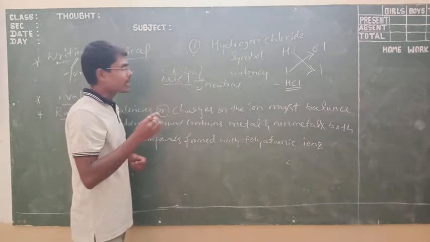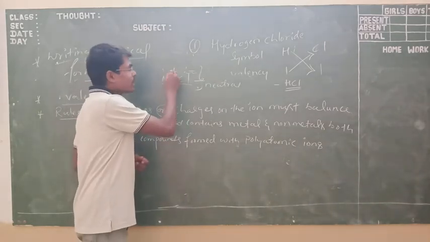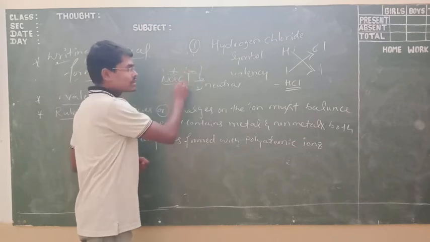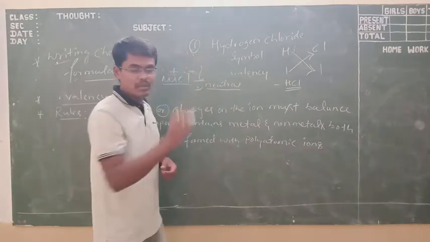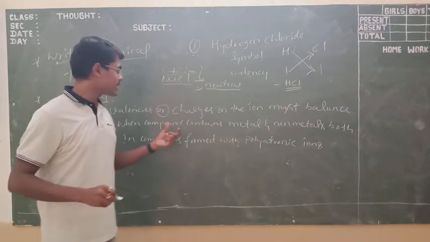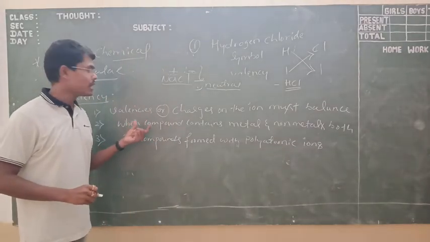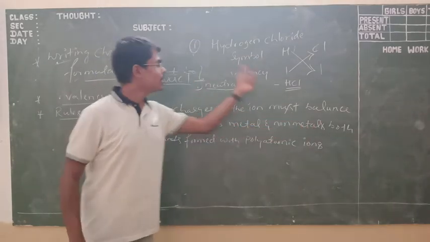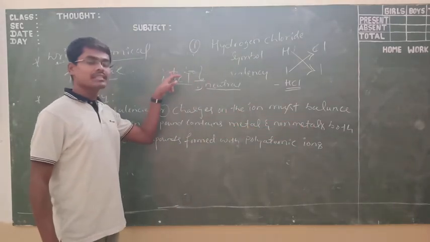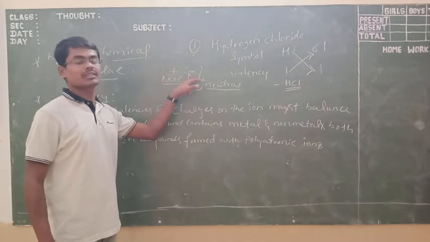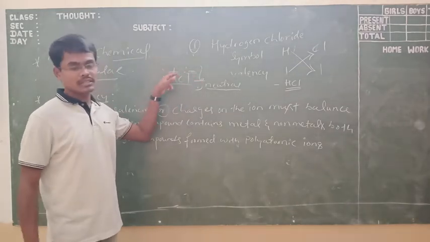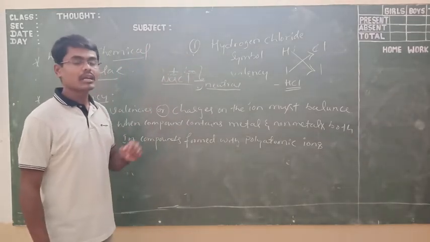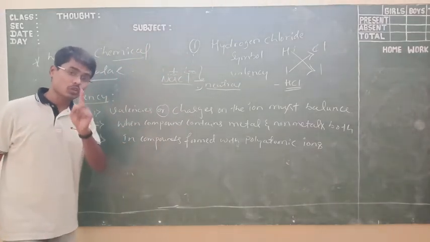Okay, I think you are getting it now. The presence of the positive ion and the presence of the negative ion results in a neutral, stable or steady compound. That is the first point: valencies or charges on the ion must balance. If here there is a plus, then there should be a minus. If it is minus, then here it is plus. Like that we have to balance. Right? That is the first guideline or rule.